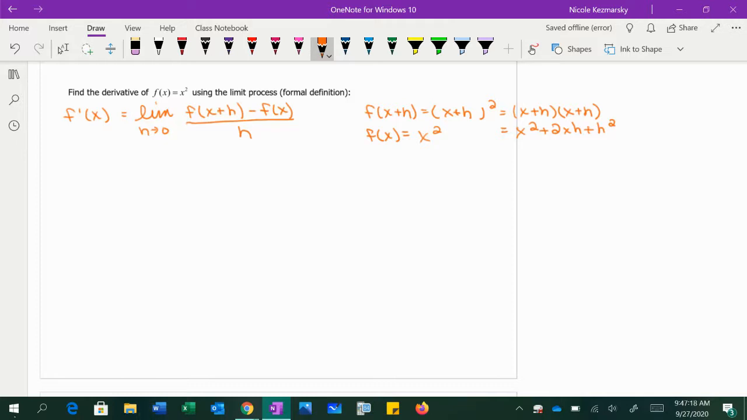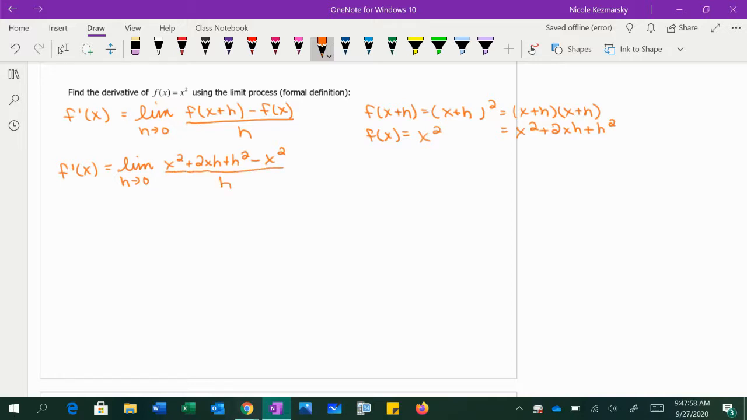So then I'm going to set up my derivative. So f prime of x is going to equal the limit as h approaches 0. I'm going to put in my f of x plus h, which is x squared plus 2xh. Let me erase that. So 2xh plus h squared. And then I'm going to subtract my f of x, which is x squared. And I'm going to divide by h.